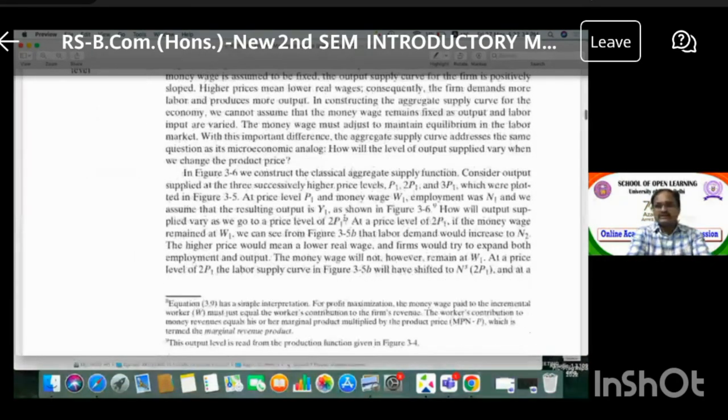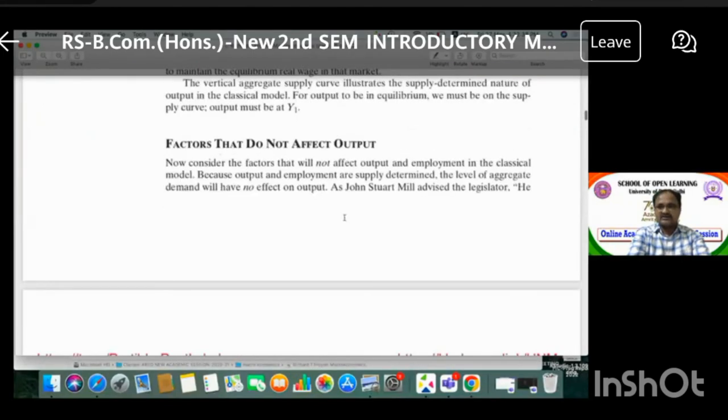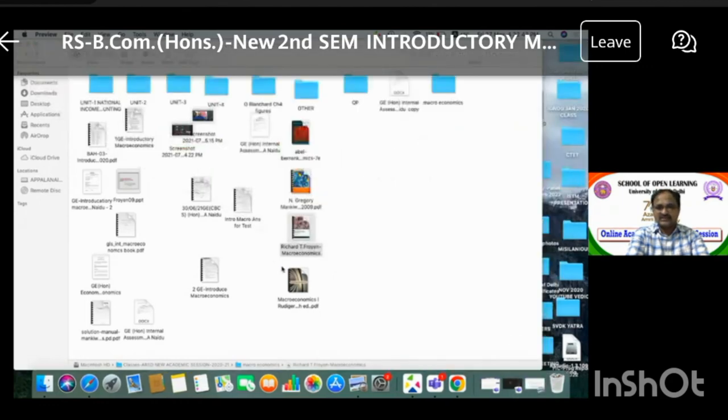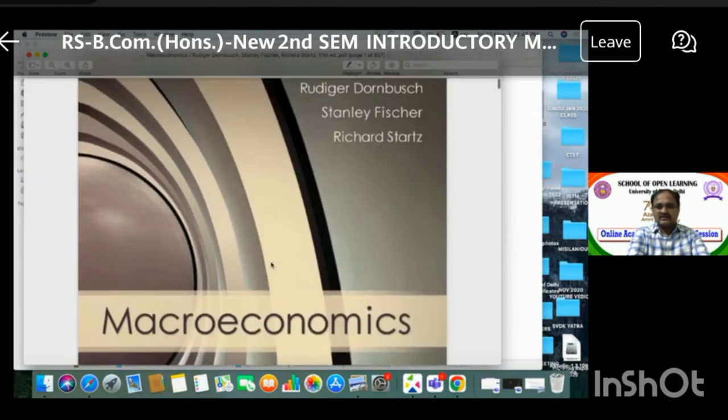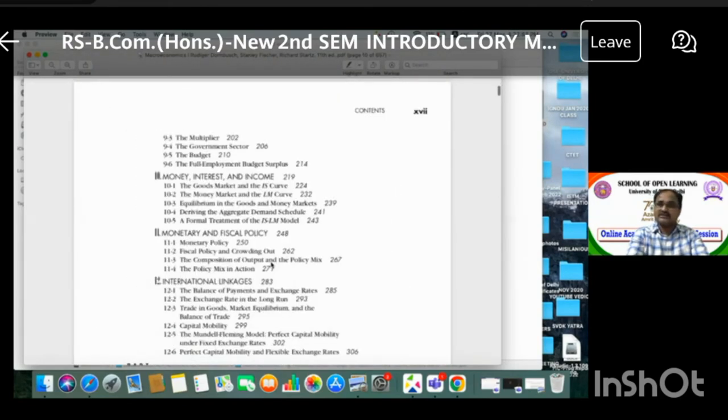And tomorrow we will discuss the Keynesian theory, the modern theory of income determination. You can refer to another book, Don Bosco's theory. This is the book actually. After this Keynes theory, we are discussing the IS-LM model. That is also more important.